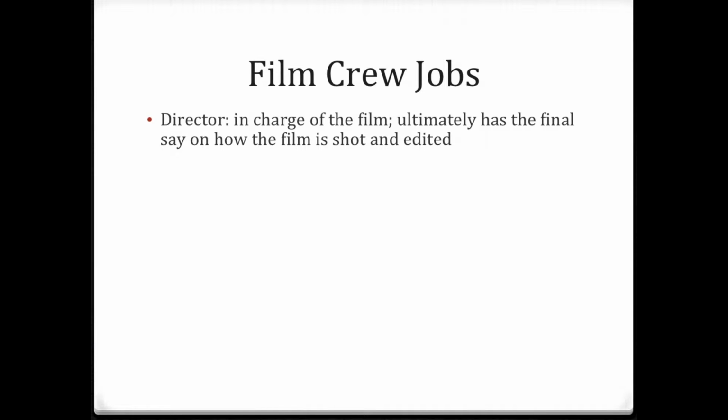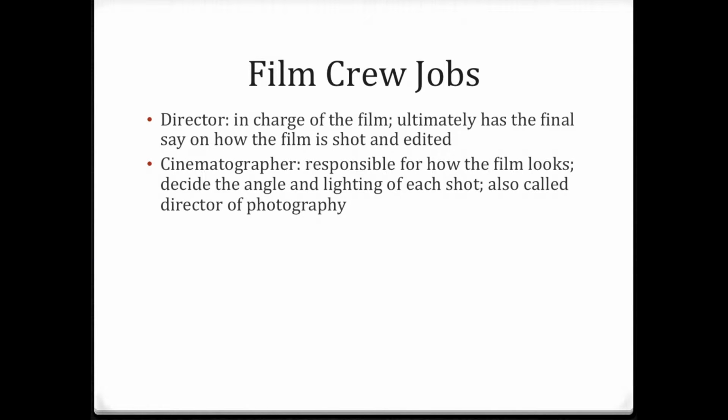I'm going to give you a basic description of these jobs, and then you will learn a bit more about them in another activity. First, the director is basically in charge of the film. He or she ultimately has the final say on how the film is shot and edited. The cinematographer is the person responsible for how the film looks. They decide the angle and lighting of each shot. Cinematographers are also called directors of photography.